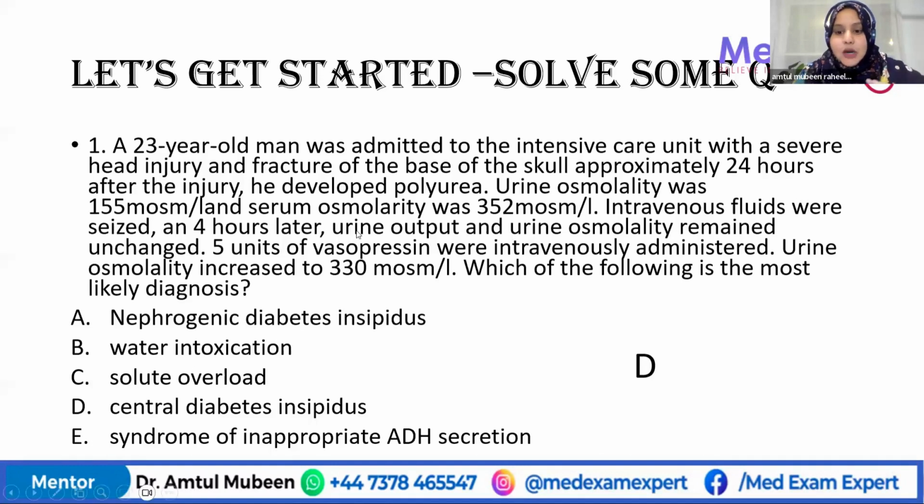Guys, you people are very good, very correct in your approach. It is central diabetes insipidus. Let's see how we got it. The catch in the question: he developed polyuria, so it's basically an approach to polyuria. His urine osmolality is 155, which is on the lower side, but serum osmolality, normal is 280, so it's on the higher side. And the fluids were ceased. What that means is he was given a water deprivation. Then what happened? Nothing happened. Urine output and osmolality remained unchanged.